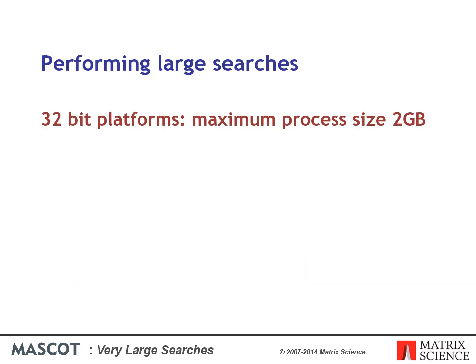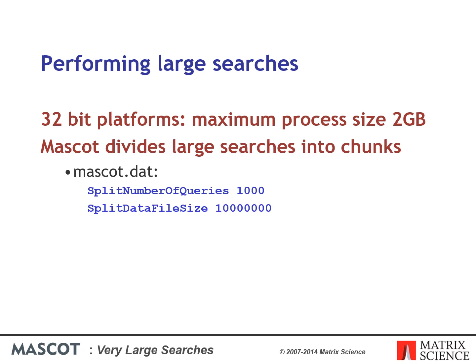32-bit platforms have a maximum process size of 2 GB on Windows or 3 GB on Linux. To get around this limit, Mascot divides large searches into smaller chunks, so as to avoid having everything in memory at the same time. The parameters to control this are split number of queries and split data file size in the options section of mascot.dat.